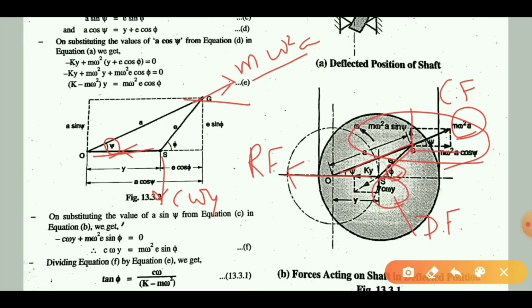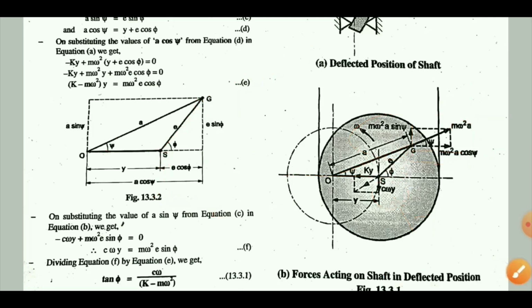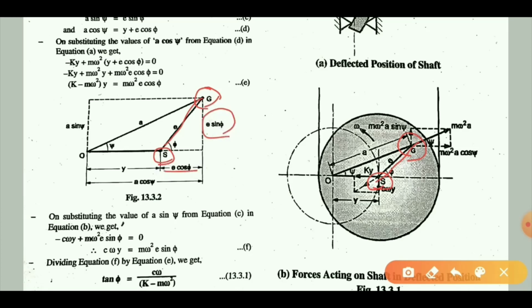In the same way, over here we will get the eccentricity e, which means the center of rotor and the CG are in a displaced condition. S and G, the distance between both, this is our rotor center and this is our CG. This is called eccentricity. So the cos and sine components will be this. In the same way for a, there will be a cos psi and a sin psi.